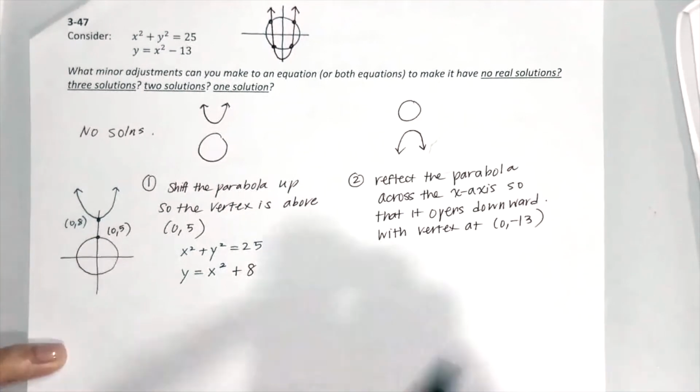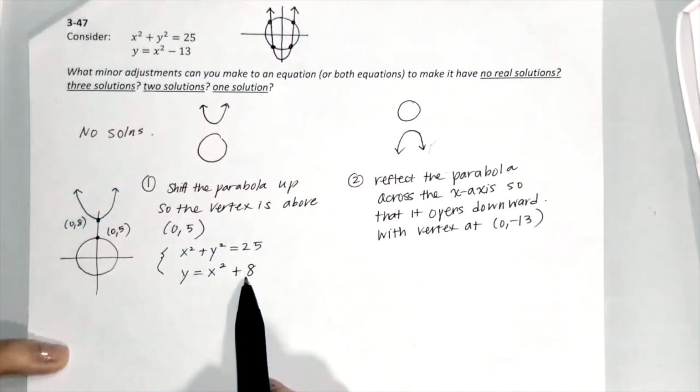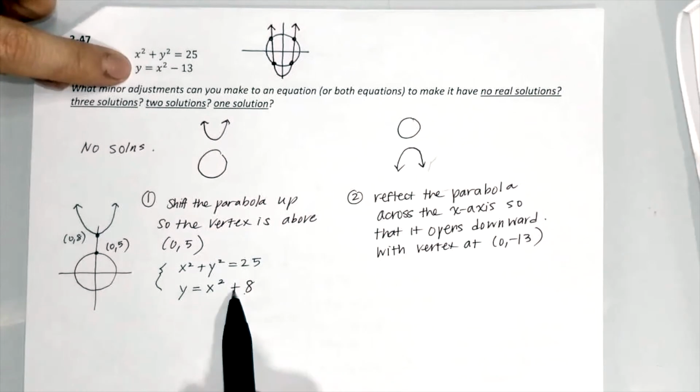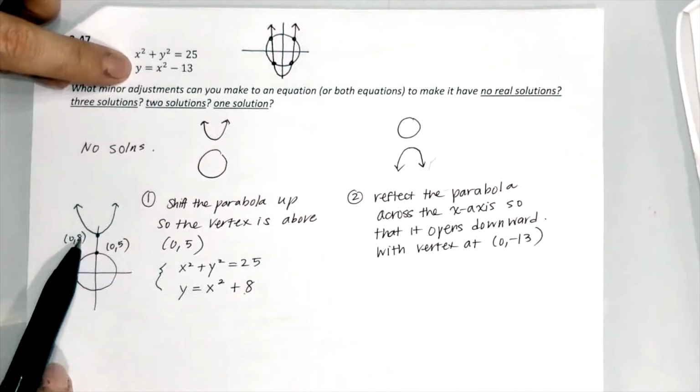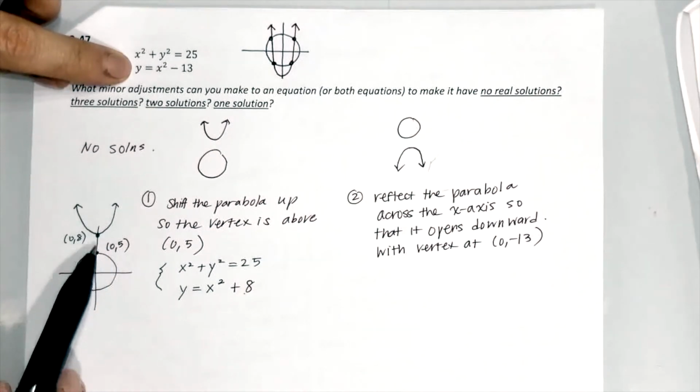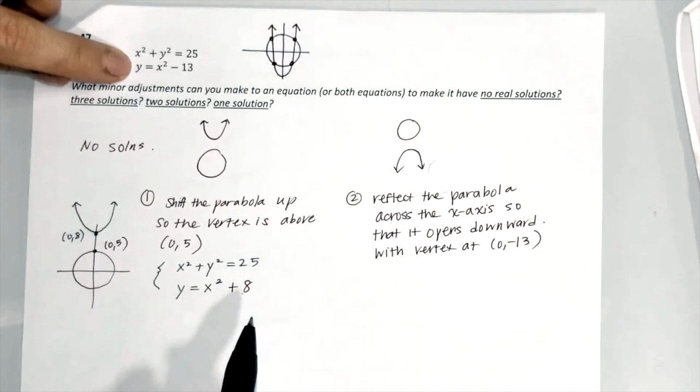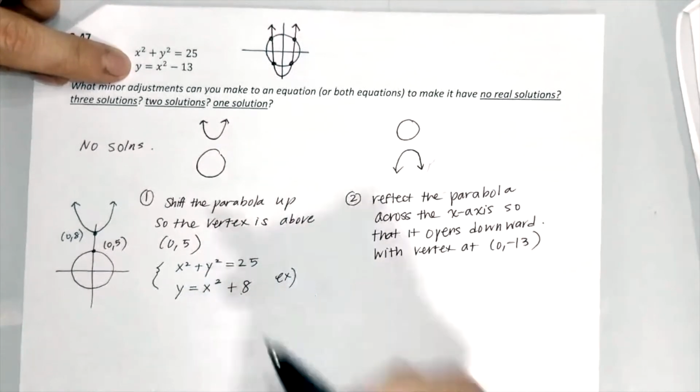So here's an example. I changed the parabola equation to plus 8. So then the vertex is at 0,8. It's still above the circle. There's a lot of different options, but that's one example.